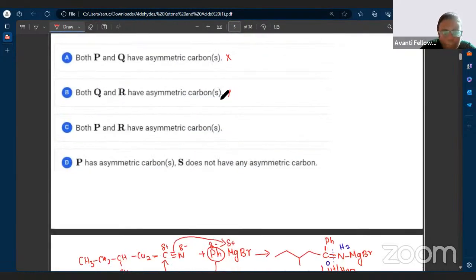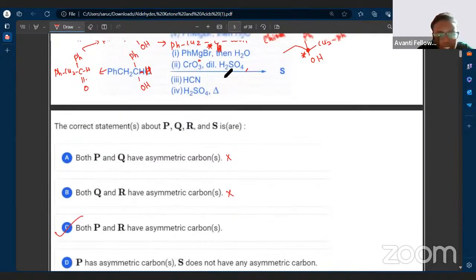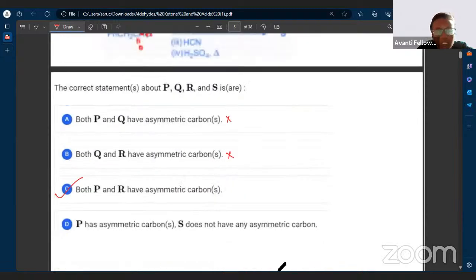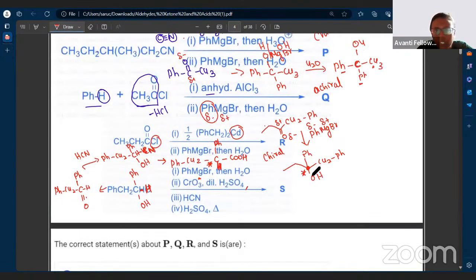P and R have asymmetric carbon is going to be right. P has asymmetric carbon. S does not have any asymmetric carbon. Does S have any asymmetric carbon? Yes, it has. Okay, fine. So this is how you have to predict the product and do the reaction.